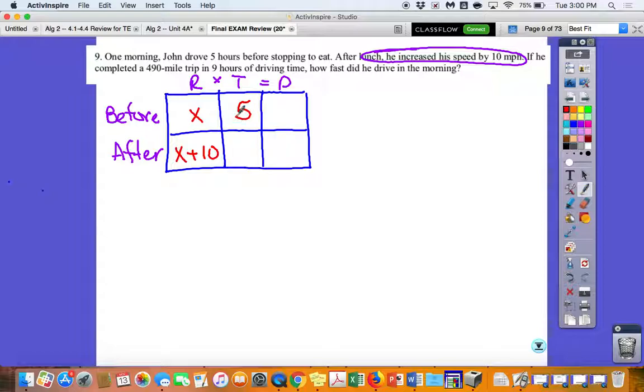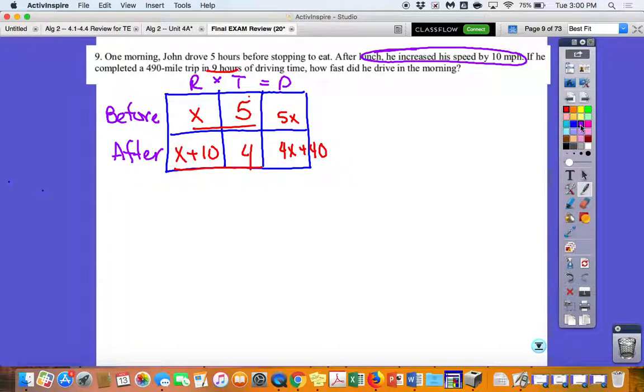Okay, for time, we have that John drove 5 hours before stopping to eat. Well, that was very nice. Then it actually said, okay, total of 9 hours. Well, just a little bit of discernment tells you that 9 minus 5 gives me a 4 here. Now, if you'll remember, I told you in the chart, the D is always done using the formula. So we need to take these two things and multiply them. So that's 5x. And then we need to take these two things and multiply them. You go ahead and distribute. 4x plus 40? So those are my two little distances.